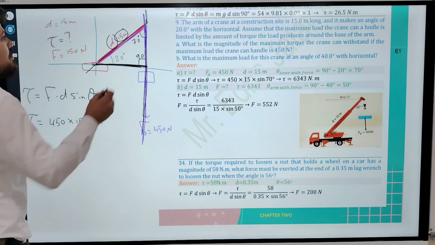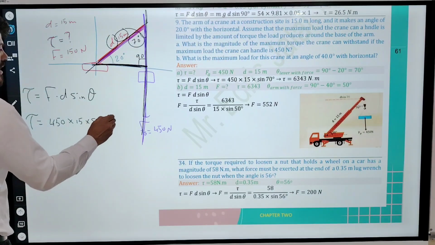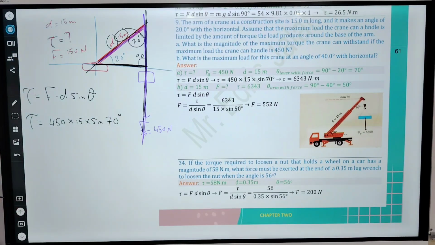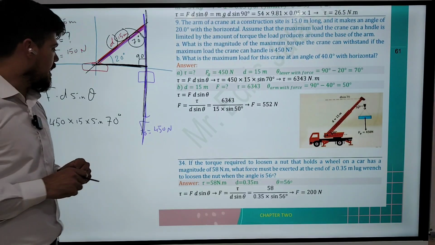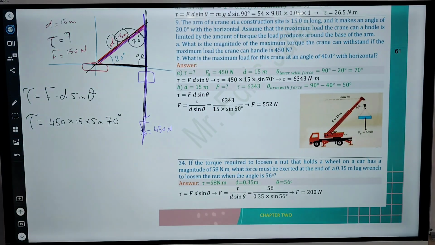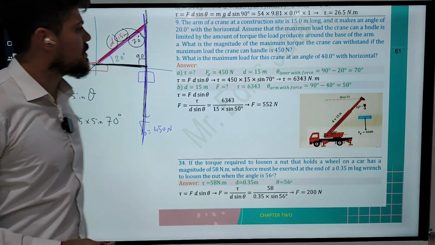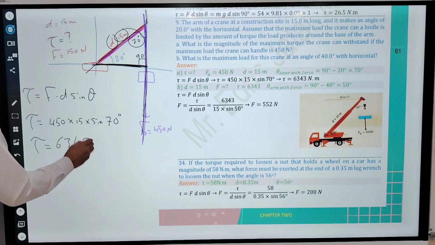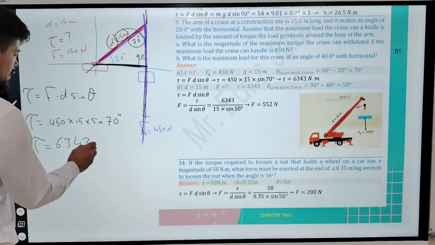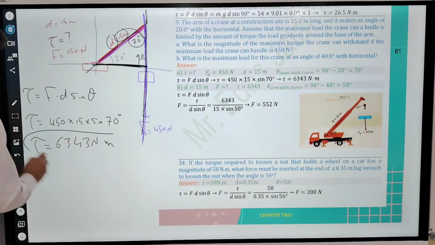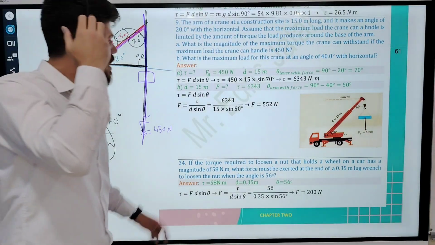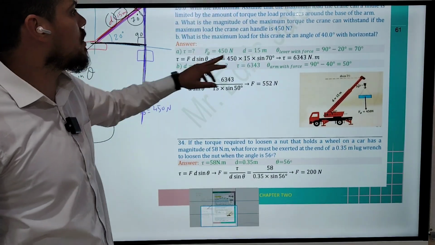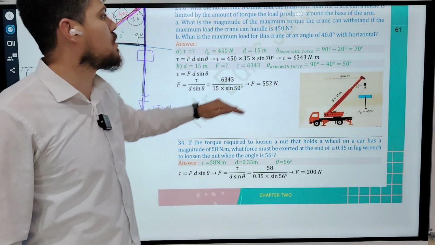So, which angle can be used? 70. Sine what? Sine 70. This is a very, very good question, and you have to pay close attention, please. And you have to calculate, it is equal to 450 times 15 times sine 70, which is 6,343 Newton meter.